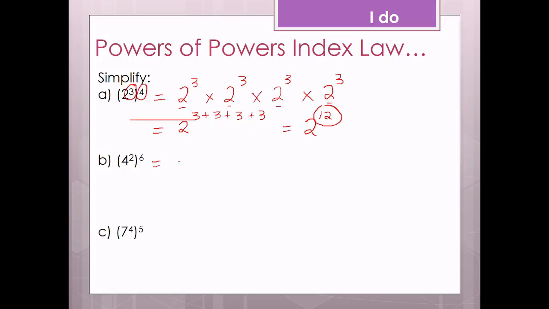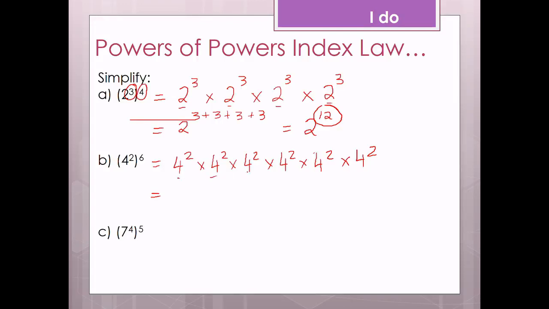Let's take a look at the next one. The next one says 4 squared to the power of 6, or 4 to the power of 2 to the power of 6. So that means I've got 4 to the power of 2 times 4 to the power of 2 times 4 to the power of 2 times 4 to the power of 2 times 4 to the power of 2.